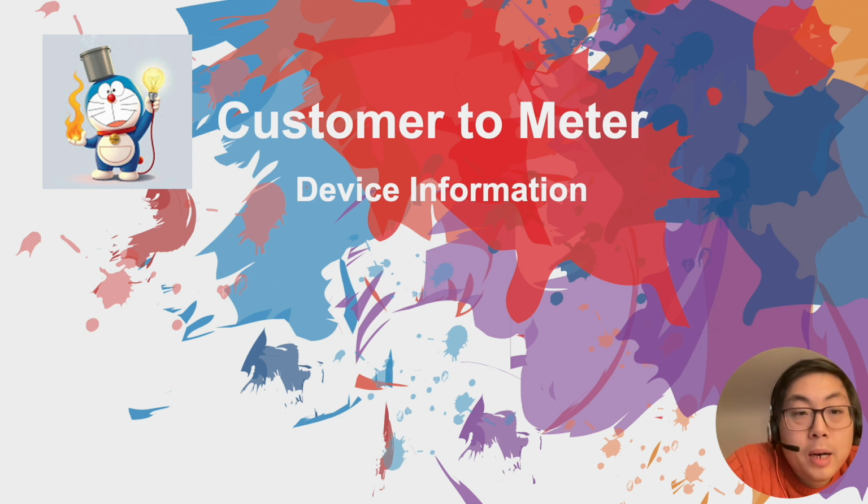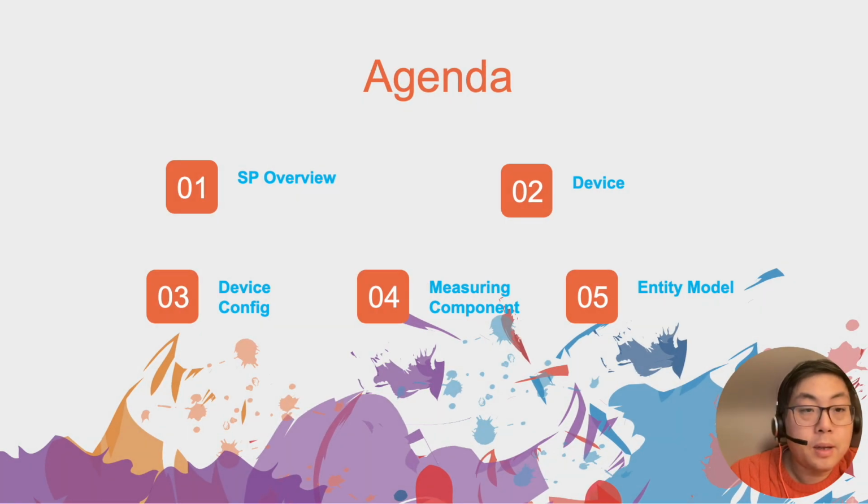So today we are going to move on to the right hand. Remember, the right hand is the premise and service point, and we are going to start to talk about the device information. We break it down into 5 sections. We look at the service point overview, the device, the device config, the measuring component, and at the last, the entity model, putting them together.